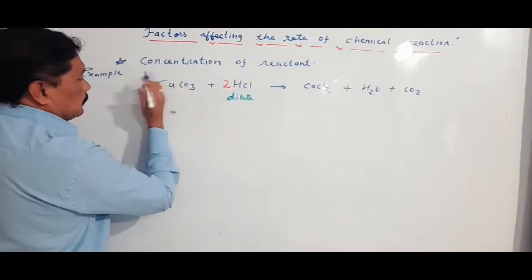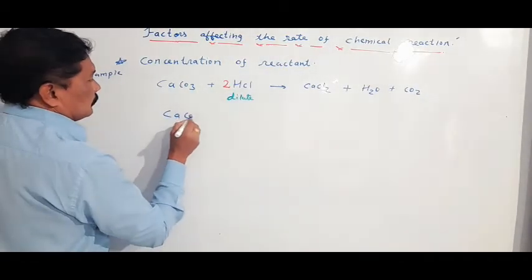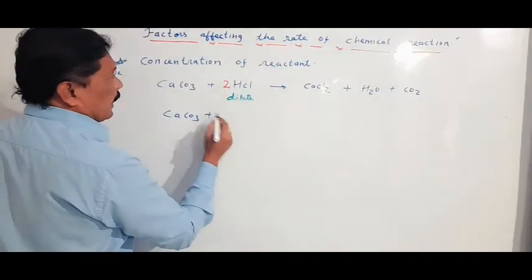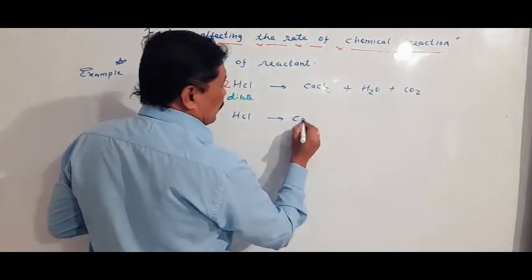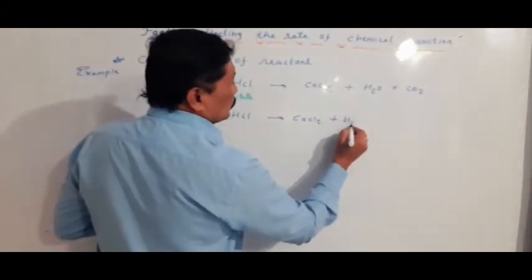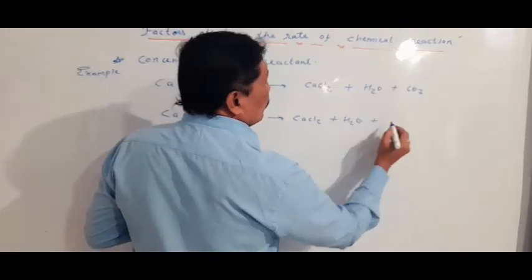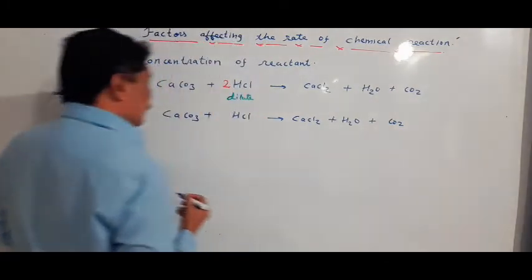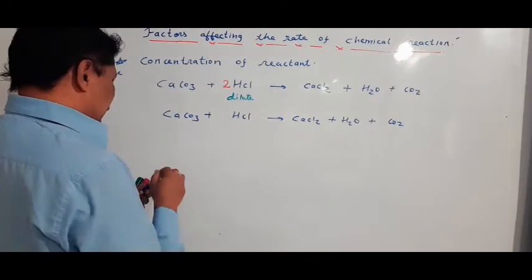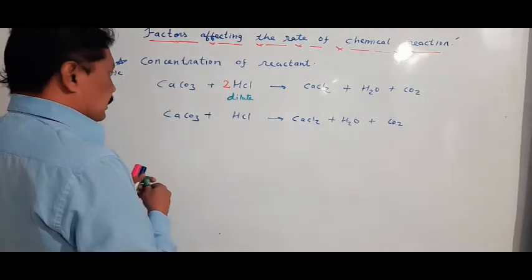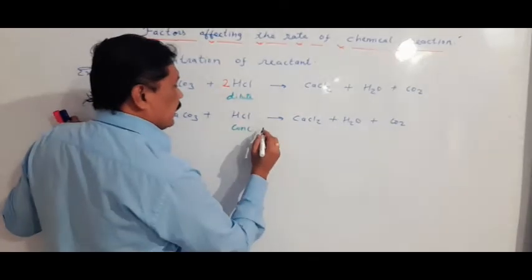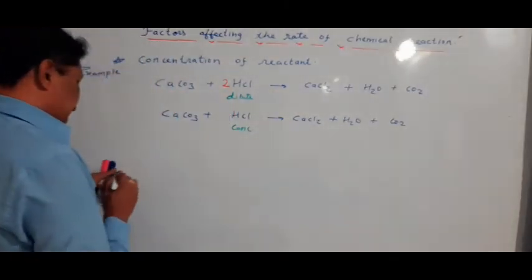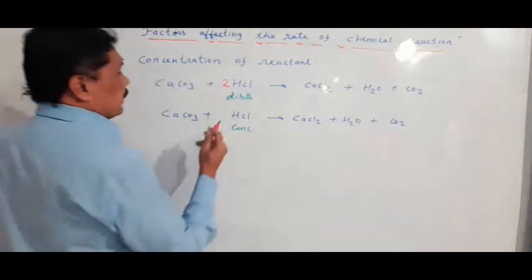The next reaction we are going to consider is again calcium carbonate reacts with HCl. We will get the same product, calcium chloride plus water plus carbon dioxide gas is given out. But here we will take concentrated HCl. We will balance the reaction.